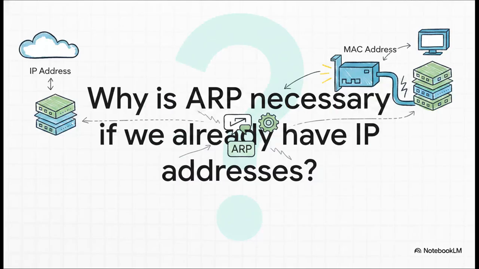Exam question 4. What is ARP, and why is it necessary if we already have IP addresses? This is a brilliant crossover question that bridges Layer 2 and Layer 3. Sure, you have an IP address, but to physically send data across a local wire, you need a MAC address. ARP, the Address Resolution Protocol, is simply the translator that resolves a logical IP address into a physical MAC address so the data can actually leave your network card.